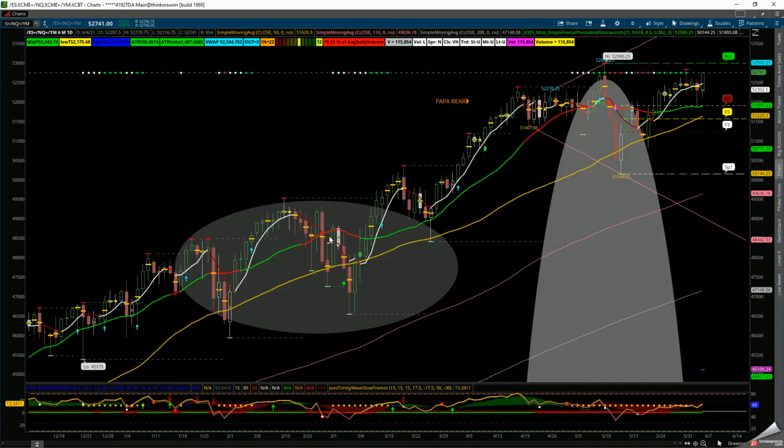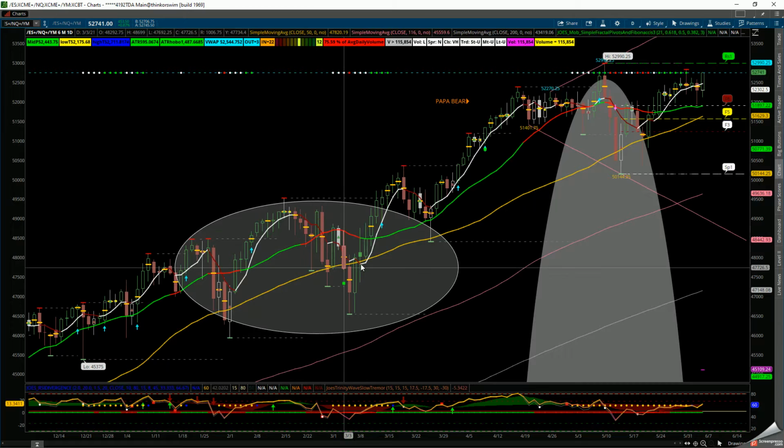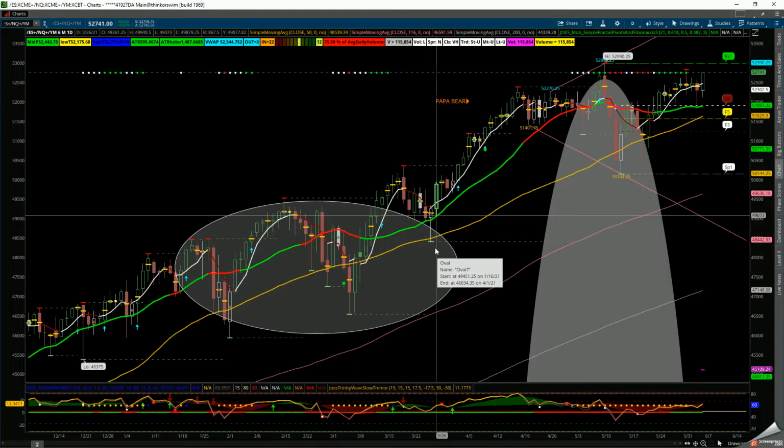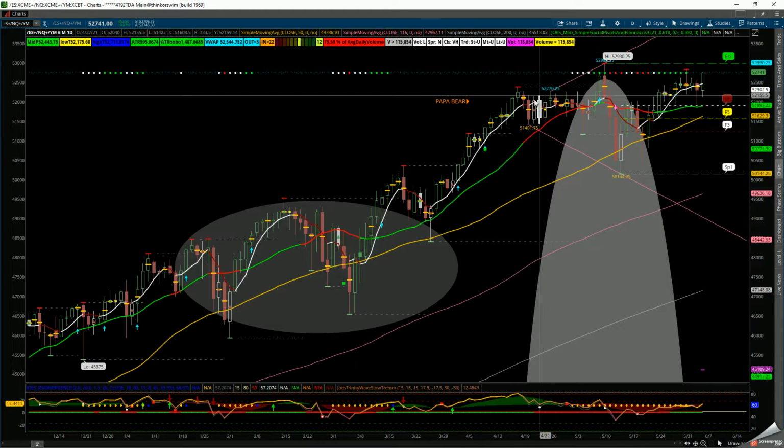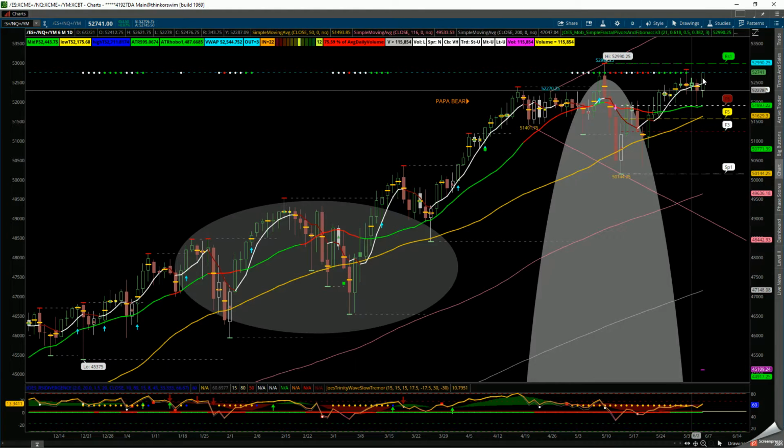And as you can see, there was range bound until we broke out of this area in February, looked up, March came back and retested a little bit. We continued higher in April with side action. Then we fell down in May. Then we recovered part of the move.